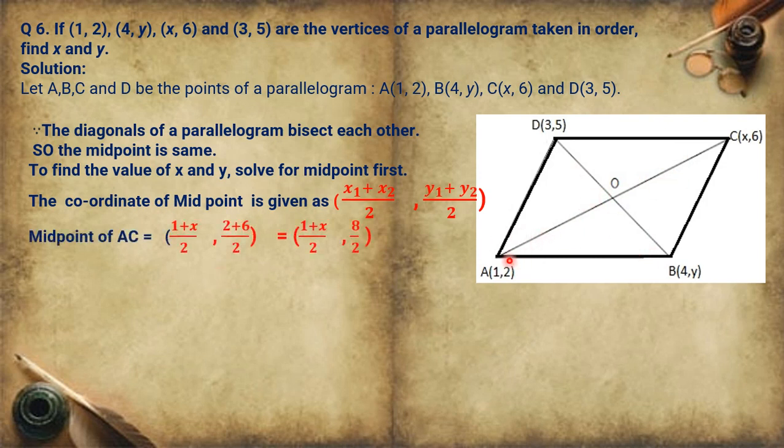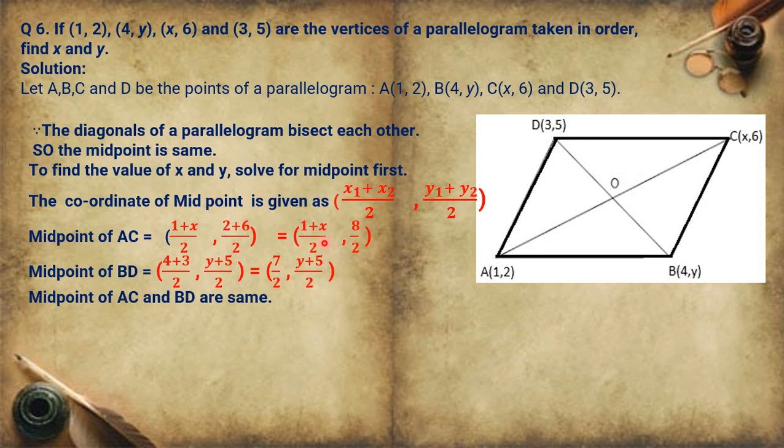So let's take the diagonal AC. The midpoint of AC is ((1 plus x) upon 2, (2 plus 6) upon 2), that means (x1 plus x2) upon 2, (y1 plus y2) upon 2. So it becomes (1 plus x) upon 2 and 8 upon 2. Similarly, for the diagonal BD, it is (4 plus 3) upon 2 and (y plus 5) upon 2. Both are the coordinates of the point O, so these two coordinates are the same.